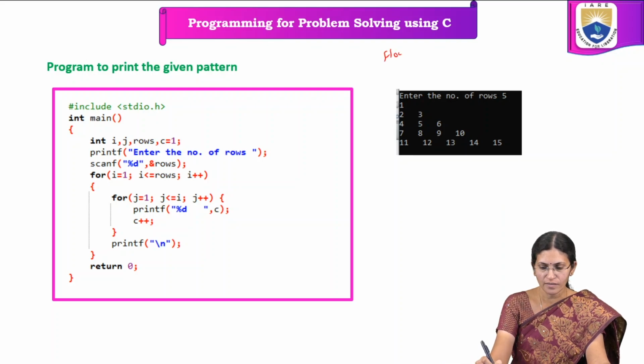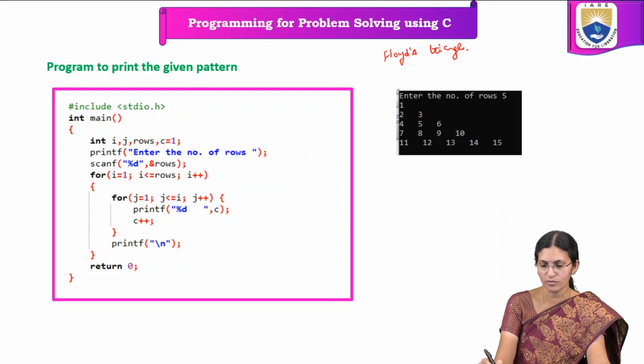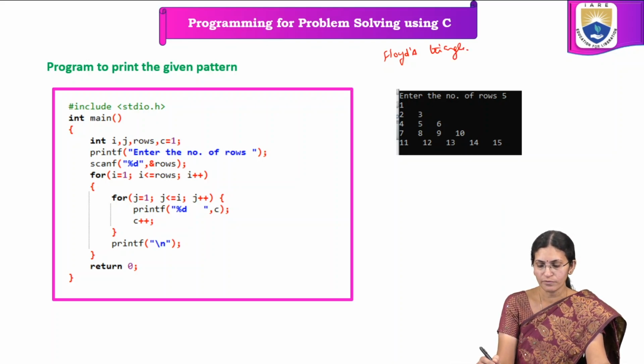So this is the Floyd's triangle pattern. As you can see here, if the user enters the number of rows as 1, only one element will be printed, that is, the number 1. If the user enters 2, so if there are 2 rows, then 2 and 3 will be the output as shown here. If the user gives the number of rows as 3, then 3 rows of elements will be printed: 1, 2, 3, 4, 5, 6. As you can see here, this is the pattern we are going to write the program for.